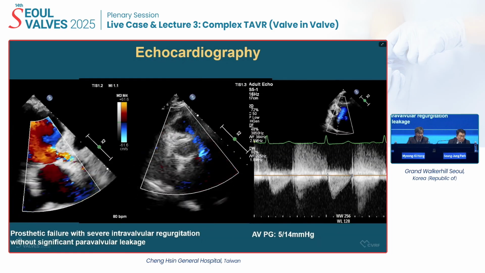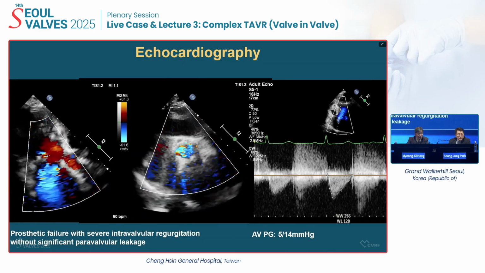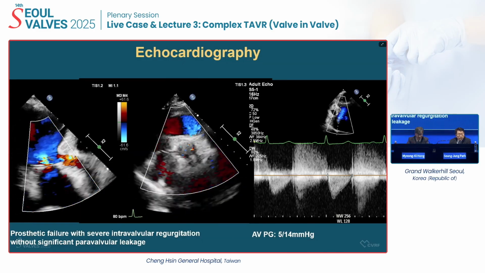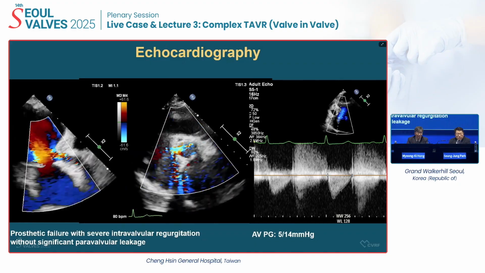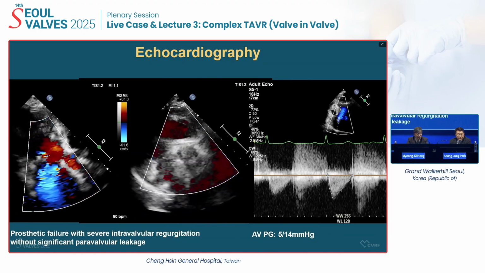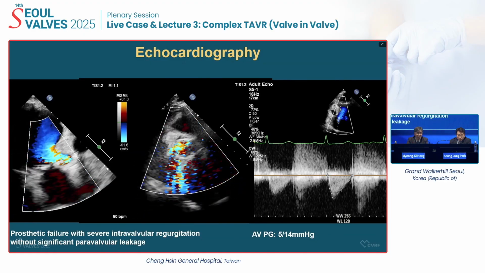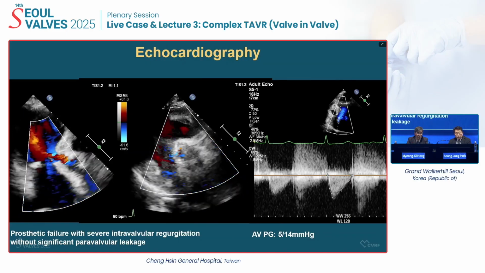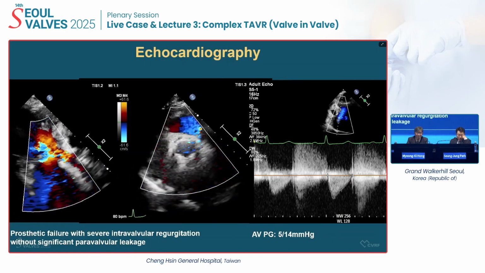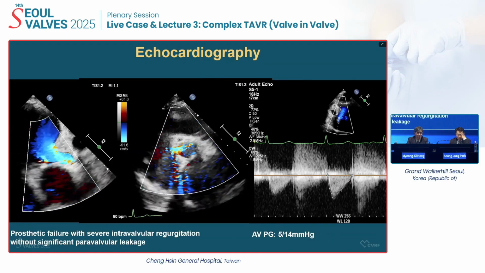Here we can see that the CoreValve was flared at the NCC, and severe AR was noted. Because of very severe symptoms, the patient was decided to receive THV in THV. The aortic valve pressure gradient is 5/14.